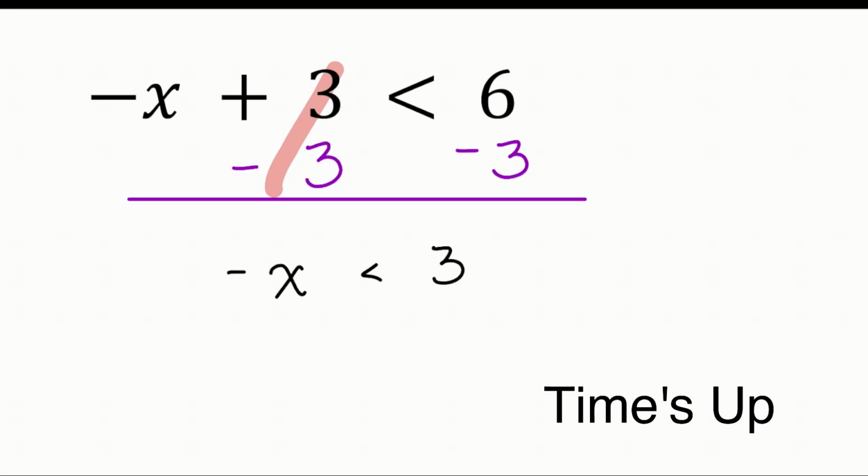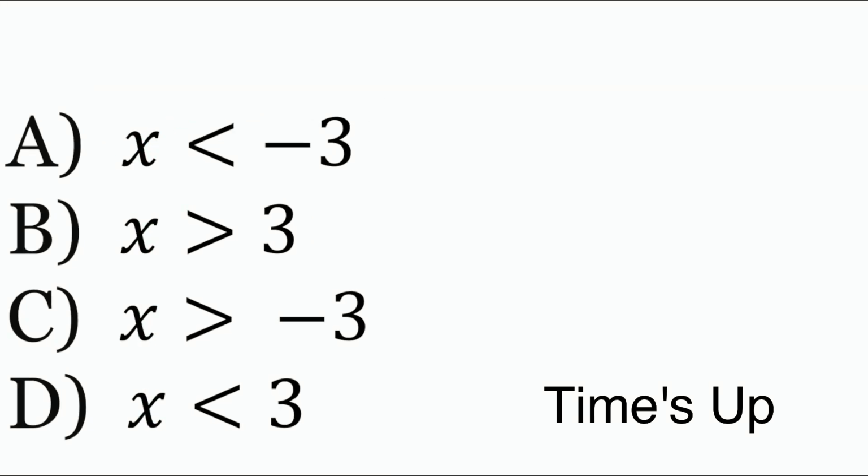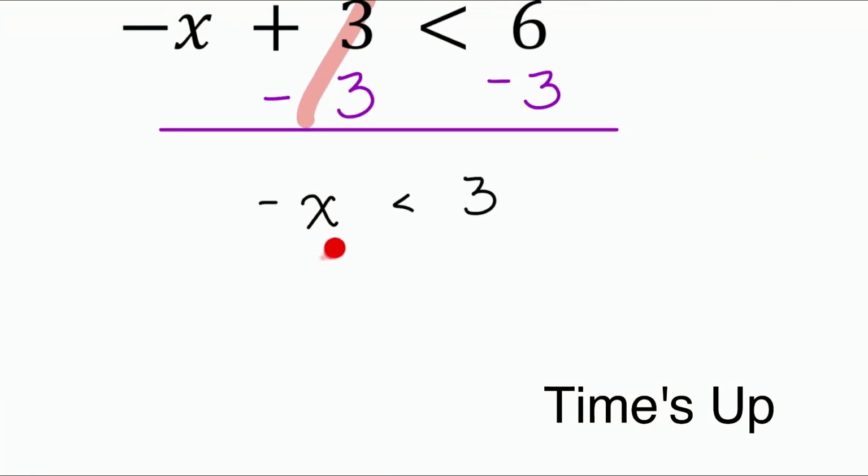But we're not totally done. Our answer choices have x by itself. What we have over here is negative x. So with that said, everybody, we have got to do something to both sides still. And to do that, I'll just go ahead and say, man, let's multiply both sides by negative 1. Just multiply by negative 1.